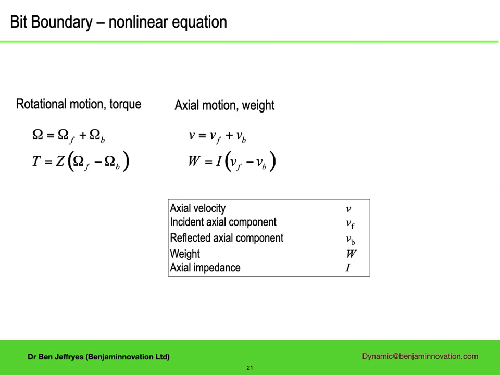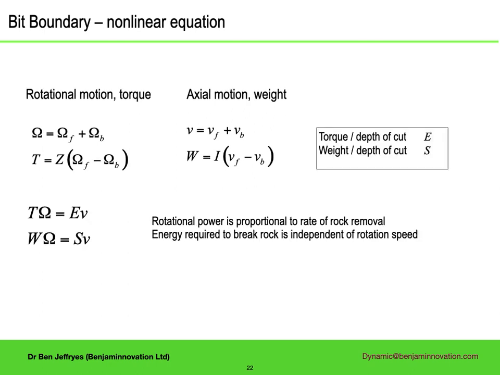So we also need to decompose the axial velocity into forward and backward components, and the corresponding stress term is the weight, and the proportionality is the axial impedance. The boundary condition we are going to apply is the PDC bit condition, which is that the torque and weight are both proportional to the depth of cut, i.e. the axial velocity divided by the rotational velocity. In the two equations on the lower left, I have multiplied through by the rotational velocity.